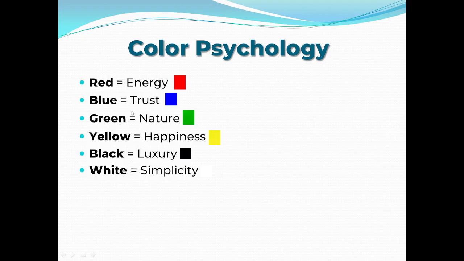So when people see red, they perceive it as energy, something that gives energy. Blue, trust. Green, nature. Whenever they see green, they are talking about nature. Nature can be agriculture, it can be different forms. Yellow, happiness. Black, luxury.